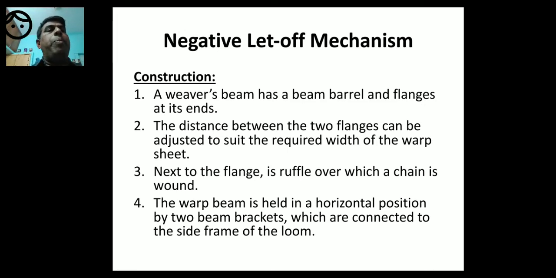Fourth point: the warp beam is held in a horizontal position by two beam brackets which are connected to the side frame of the loom. So the two beam brackets are connected to the side frame of the loom, and the warp beam is held in horizontal position.